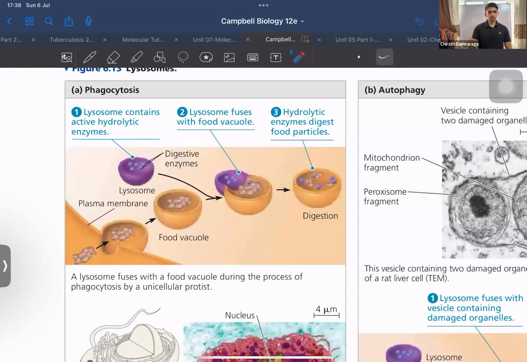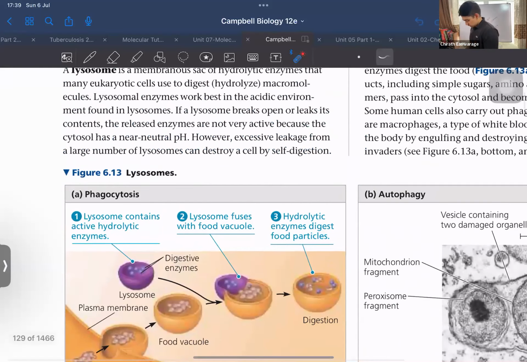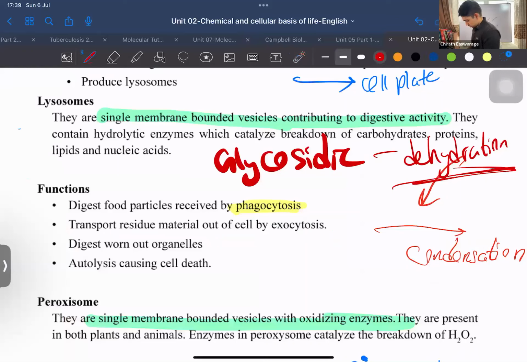That is done by what? Also by the lysosome, taking out the trash. Taking the trash outside. That is also done by the lysosome, right? It is called exocytosis. Exocytosis.